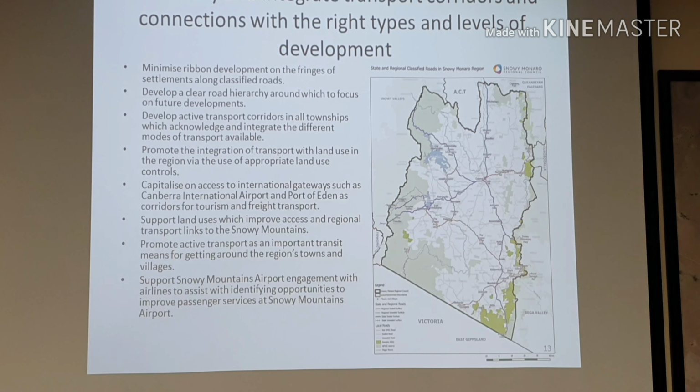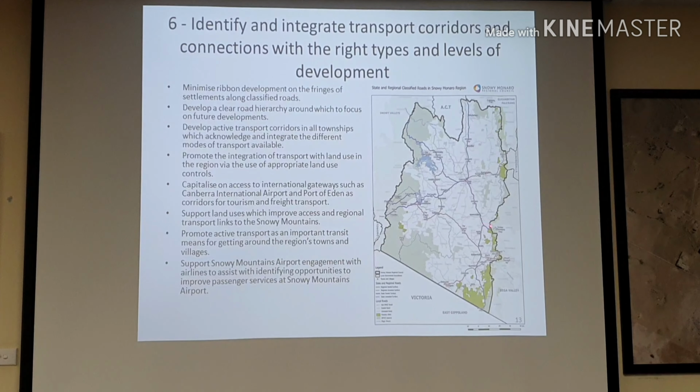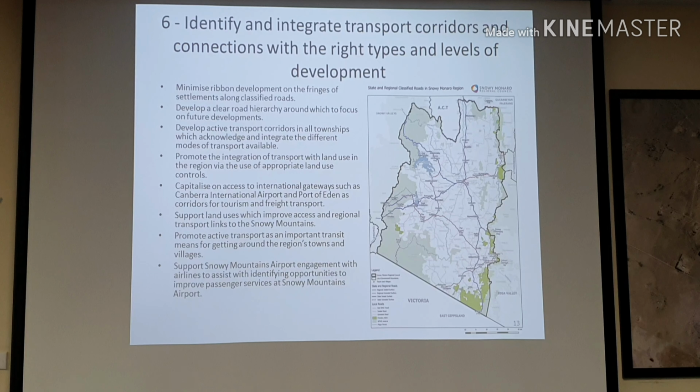So planning priority 6 is identify and integrate transport corridors and connections with the right types and level of development. And this is very much focused on protecting our key transport links into the future and better connecting us with other areas, whether that's upgrades in certain main arterial roads or other regional roads, connecting those freight routes, whether they be down to East Gippsland, Canberra or down the south coast, and potential pressures which will come on the Snowy Mountains Highway with Snowy 2.0 and those sort of aspects, but also encouraging more active transport infrastructure in the townships.